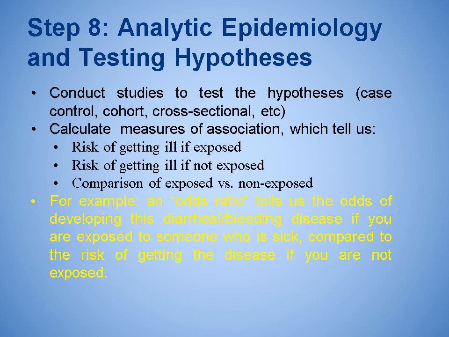Step 8 is to evaluate the hypothesis by conducting studies. By doing this, we can calculate measures of association which tell us about a person's risk. For example, an odds ratio will tell us the odds of getting the illness if you are exposed to a sick person versus if you are not exposed.